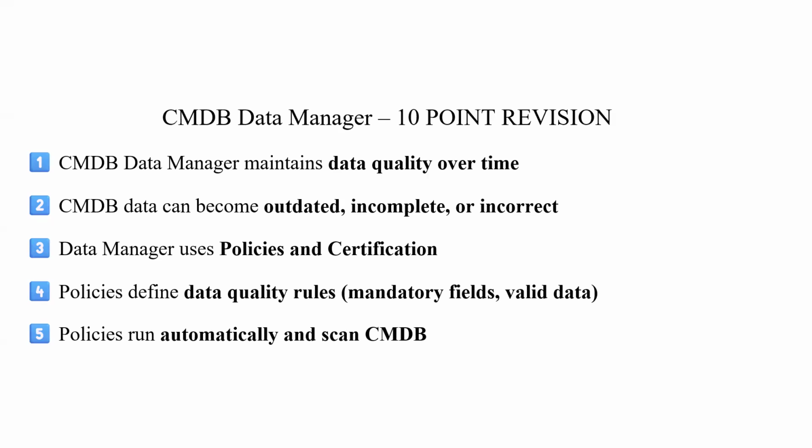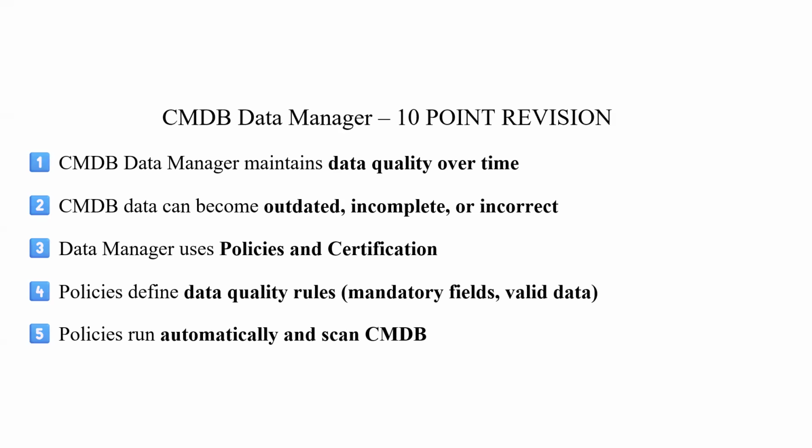Data manager has two major components: policies and certification. Policies means automatic checks the rules. Certification means manual validation. For policy is the machine check and certification is the human check. Next one, policies define data quality rules. It means rules like mandatory fields, valid values, correct format. For example, owner field must not be empty and IP address should be valid format.